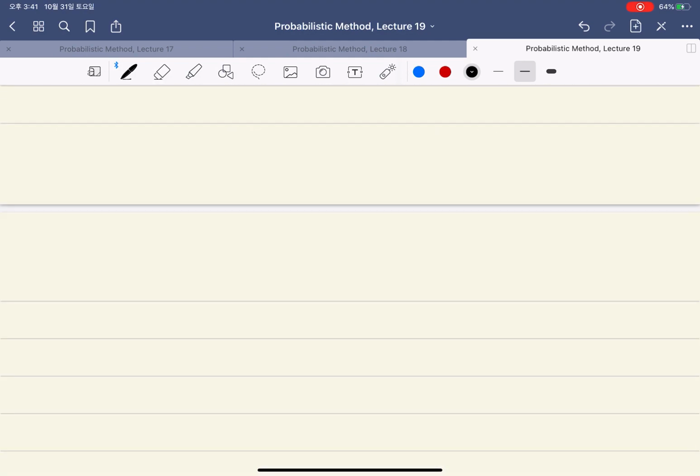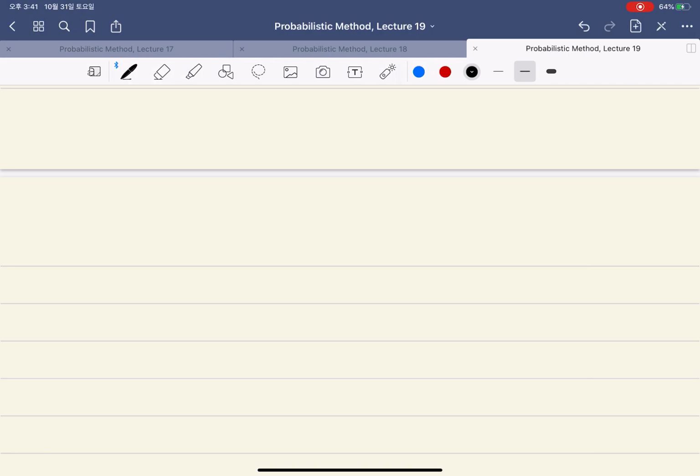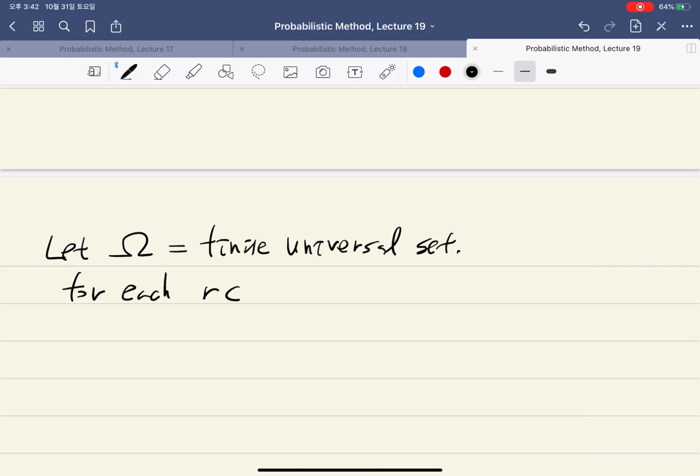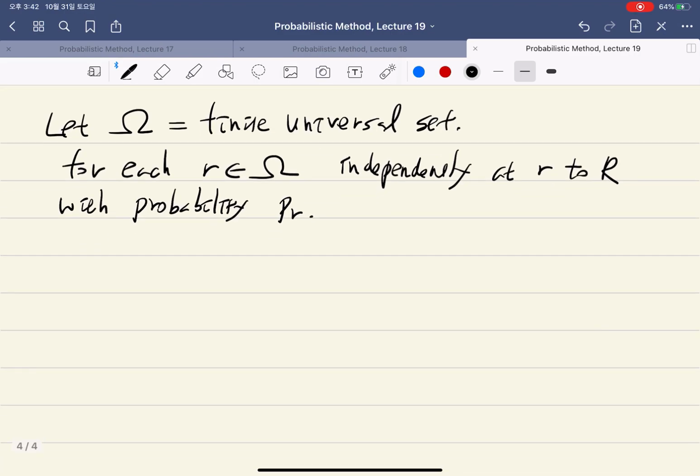Anyway, so now we want to consider the upper bound. So we consider the following general setup. Let omega be the finite universal set. And for each r inside of this omega, we independently add r to this set R with certain probability which depends on r. Then R is a random subset of omega.